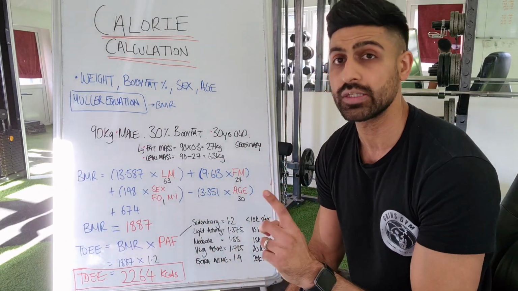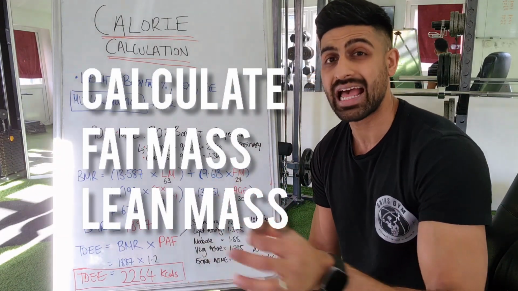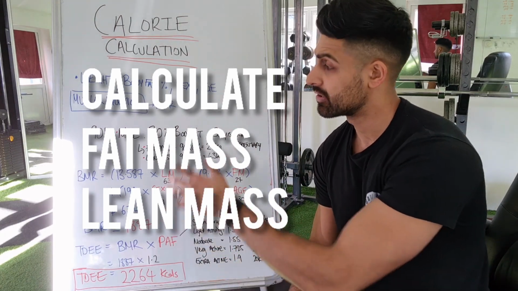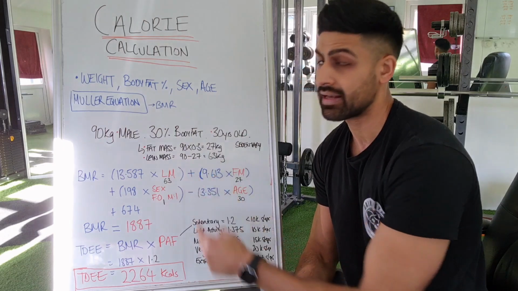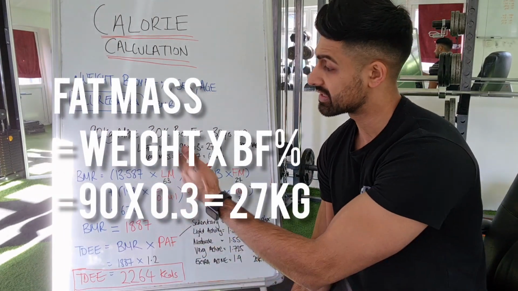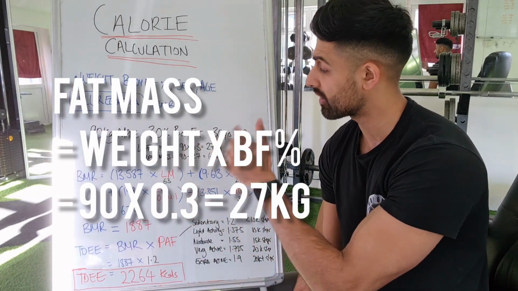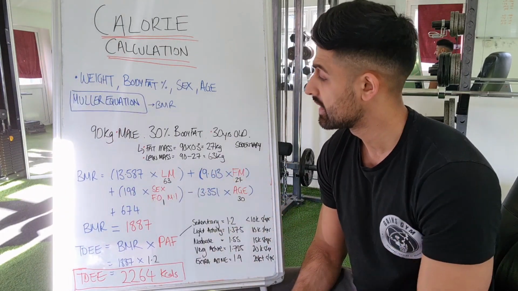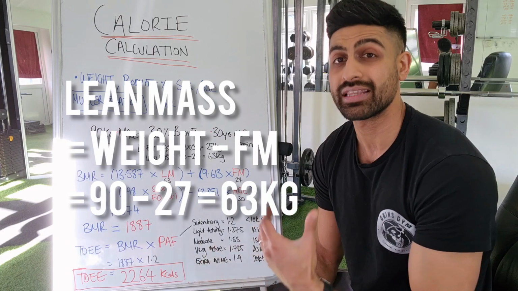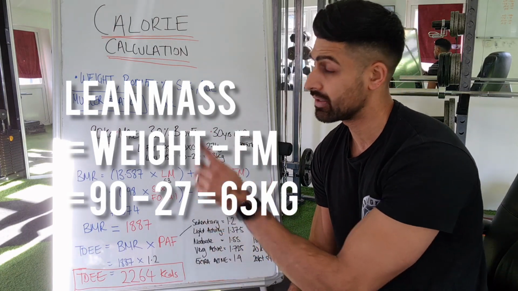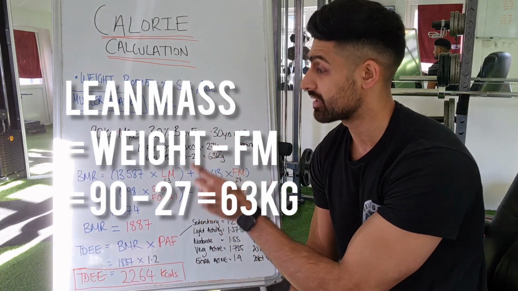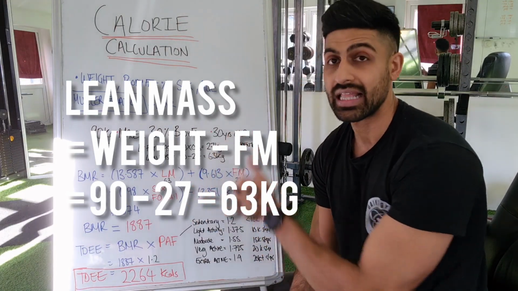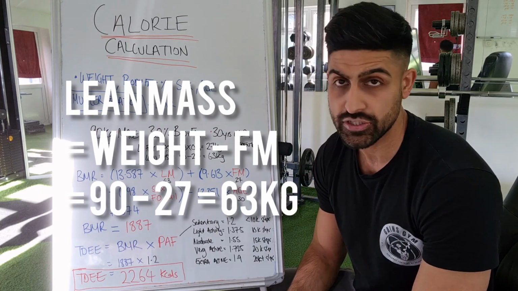All right, so the first thing you want to do is calculate what your fat mass is and what your lean mass is. To calculate your fat mass, you do your body fat percentage, 30%, multiplied by your weight, which is 90. So 90 times 0.3 equals 27 kg. That's going to be the fat mass. Then you calculate the lean mass. The lean mass is going to be your total weight minus your fat mass. So we've got 90 minus 27, and that gives us 63 kg.